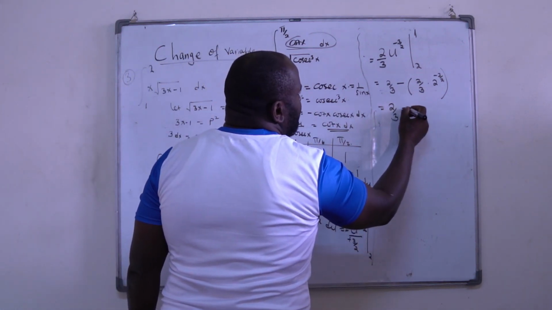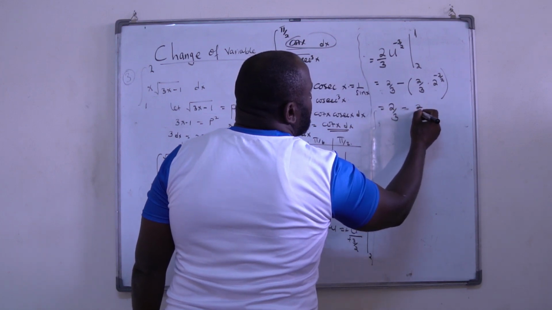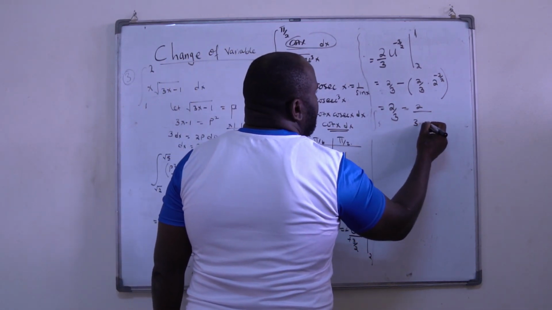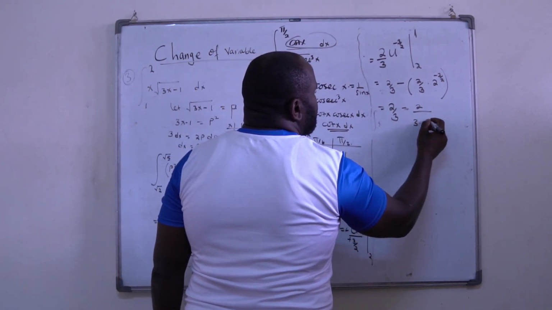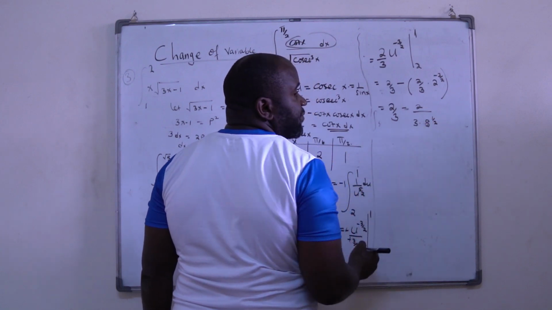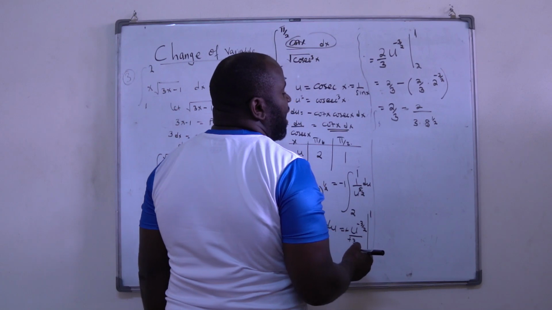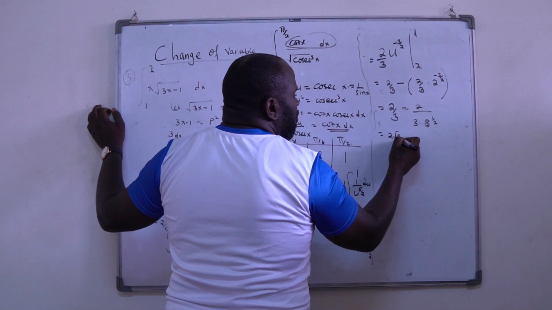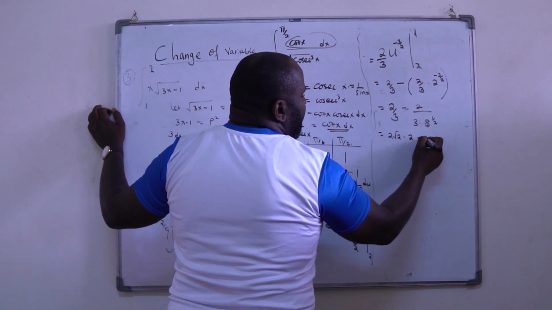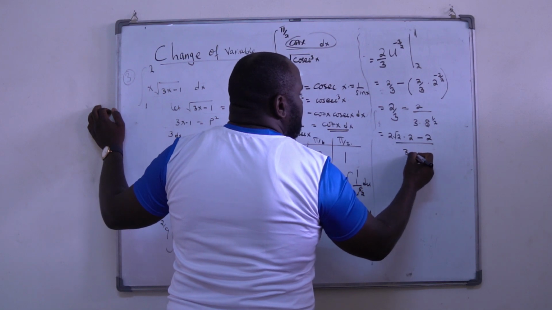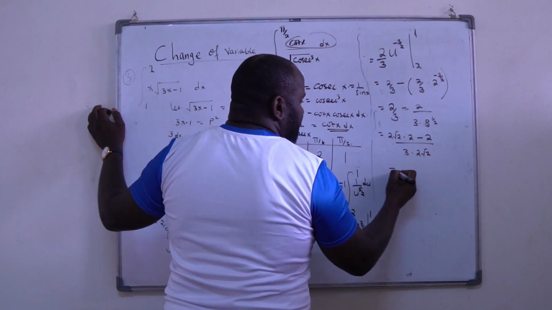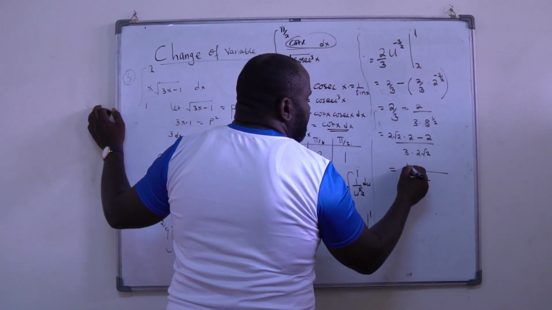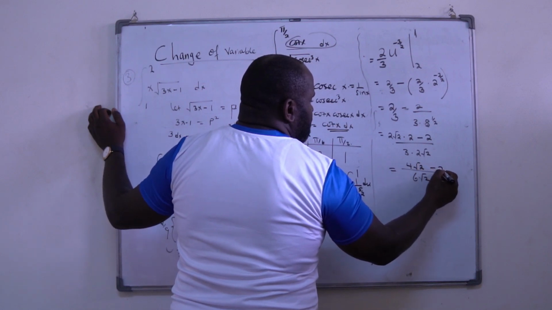In actual sense, if you have a calc, you can do that very fast. Minus 2 out of 3 times 2 times 8 power a half, which is 2 root 2, and therefore this will give us 2 root 2 times 2 minus 2 divided by 3 times 2 root 2, and then the numerator will become 4 root 2 minus 2.